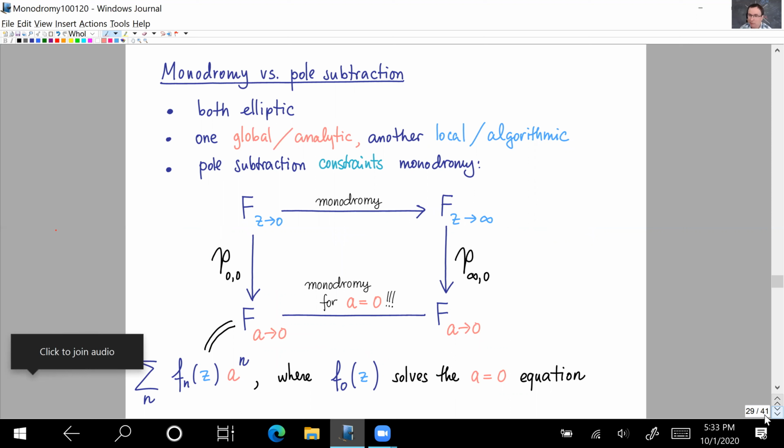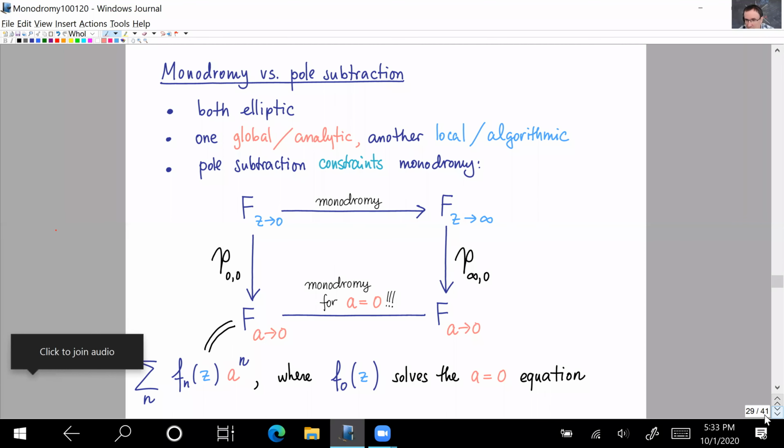So what's the monodromy? Monodromy is when you take a solution at one point, say z equals 0, and compare it to the solution at some other point, maybe z equals infinity. Then the ratio would be a meromorphic function, an elliptic function of z. And the pole subtraction matrix is just the ratio of two kinds of solutions at the same point. We're going to compare and contrast them. They're both elliptic, however the properties are different.